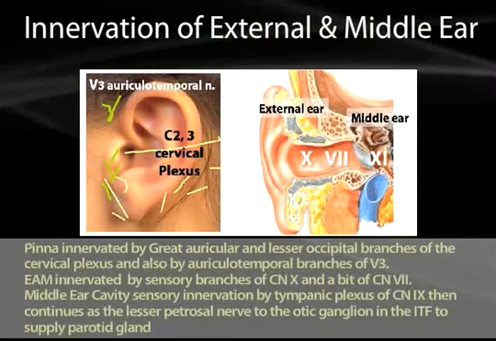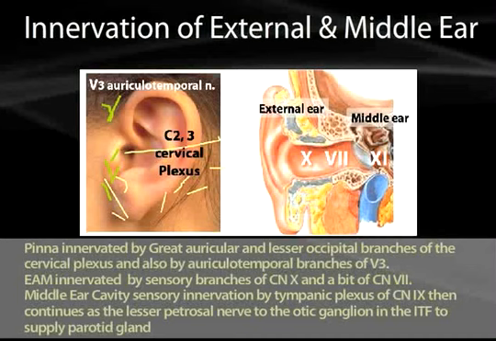The pinna is going to be innervated by the great auricular nerve and the lesser occipital nerve, which are going to be branches of C2, C3 cervical plexus. Then we're going to have auriculotemporal branches coming from V3 to get into that anterior component of the ear. That will circle around as well.